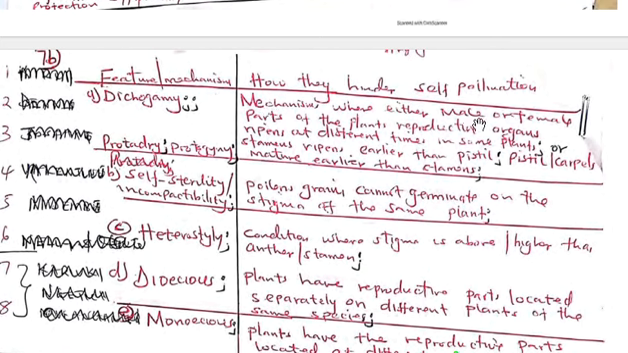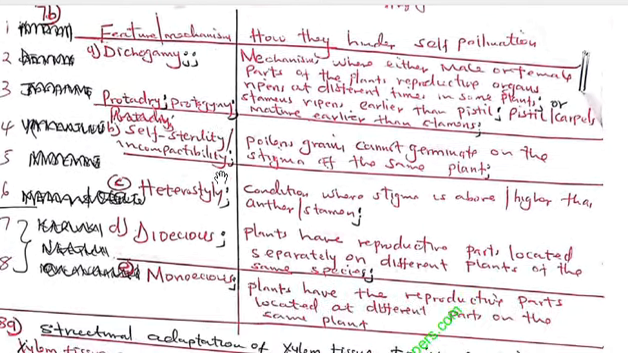And dichogamy means a mechanism where either the male or female parts of the plant or reproductive organs ripen at different times in some plants. In this case, protandry, stamens ripen earlier than pistil. Then protogeny, pistil or the carpels mature or ripen earlier than the stamen, and this will inhibit self-pollination. Feature number 2, we have self-sterility or incompatibility, and the pollen grains cannot germinate on the stigma of the same plant or flower.